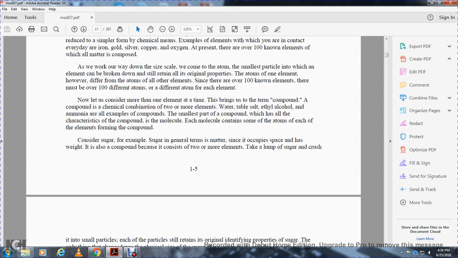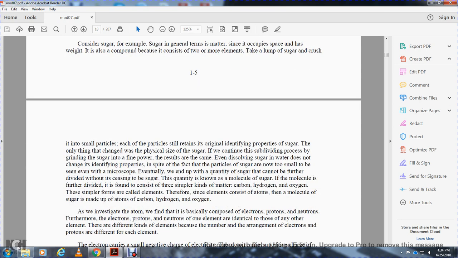Consider sugar, for example. Sugar, in the general sense that it occupies space and has weight, is a compound consisting of two or more elements. Take two lumps of sugar and crush them into small particles. Each particle still retains the original identifiable properties of the sugar. The only thing changed is the physical size. Continue the subdividing process, grinding the sugar into fine powder. The result is the same.